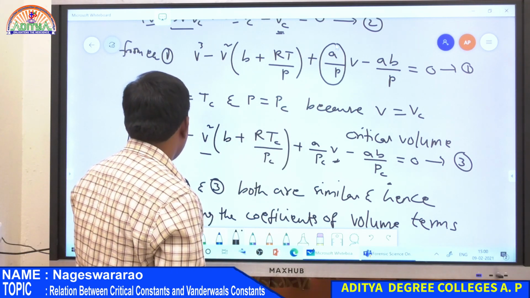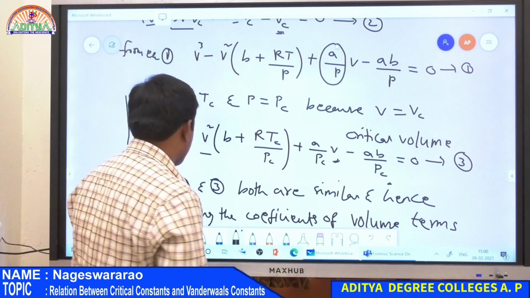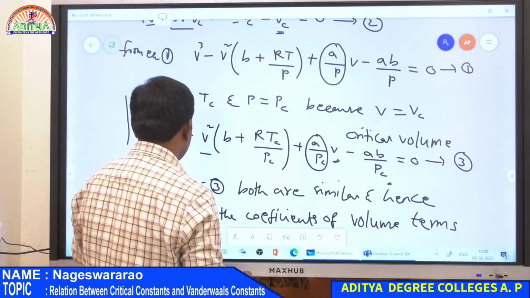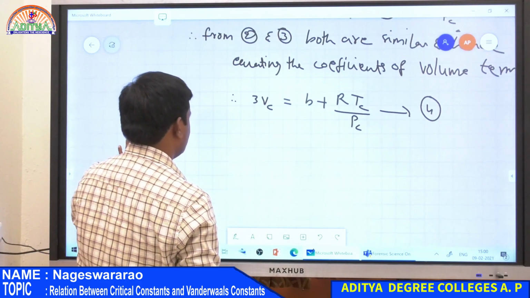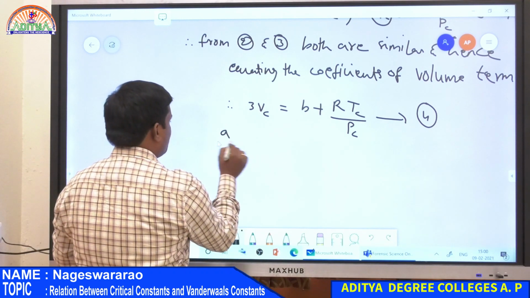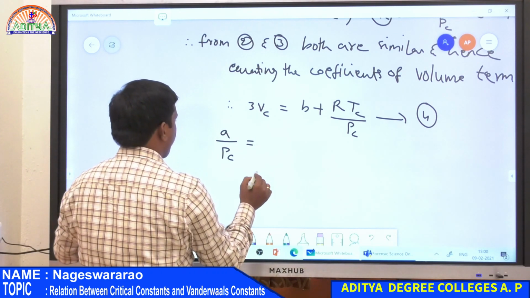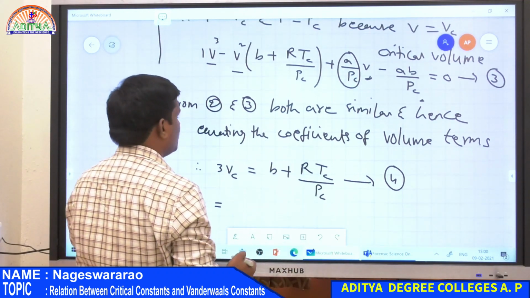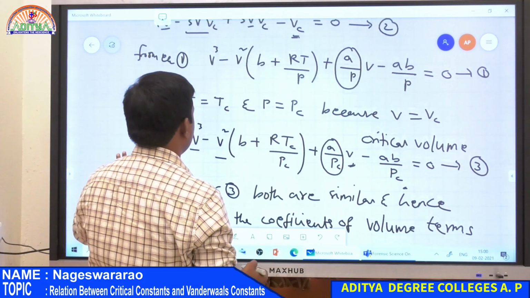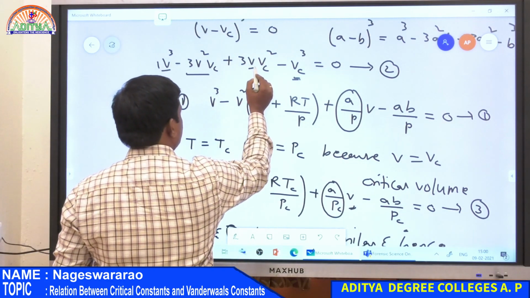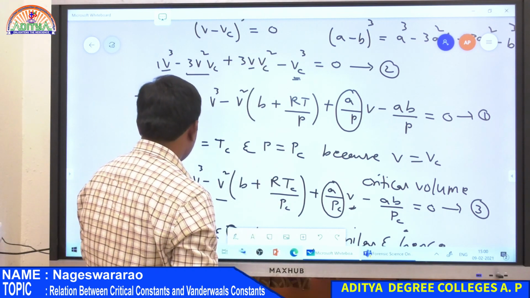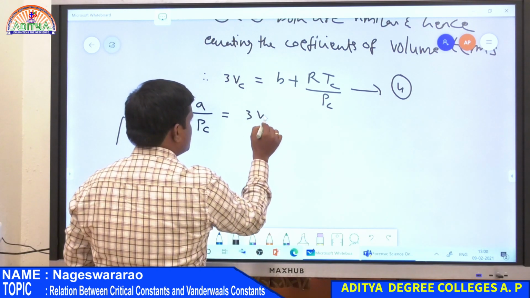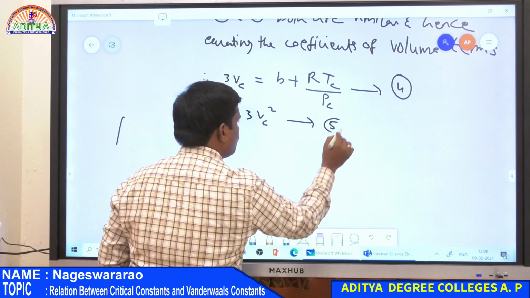Where is equation 2? Yes, so this is equation 2. In this equation, the V term is A by Pc. Therefore, A by Pc is equal to, here A by Pc and one more value, 3 into Vc square. This is taken as equation number 5.